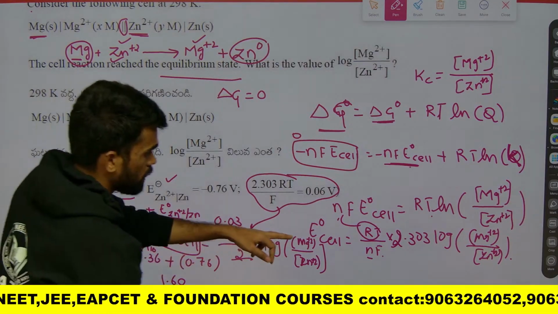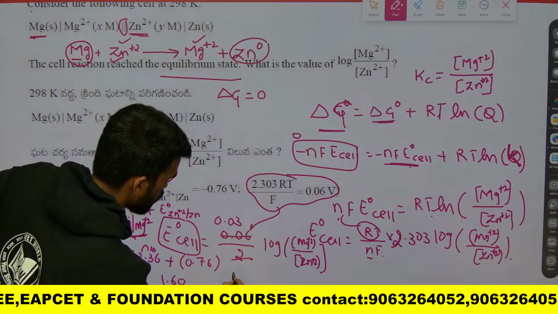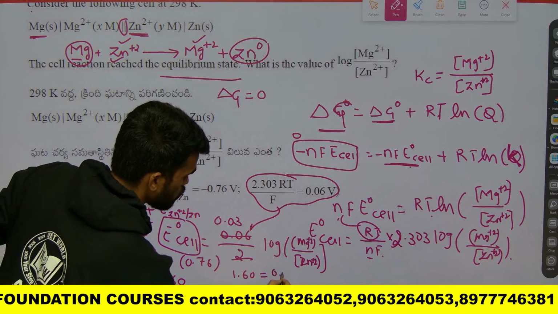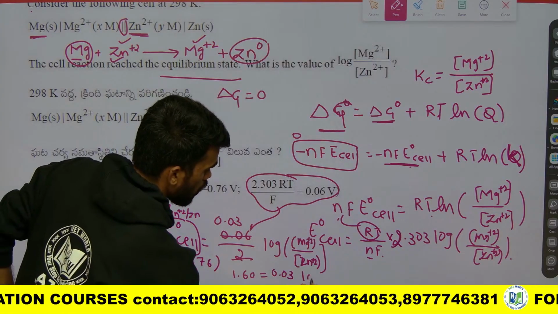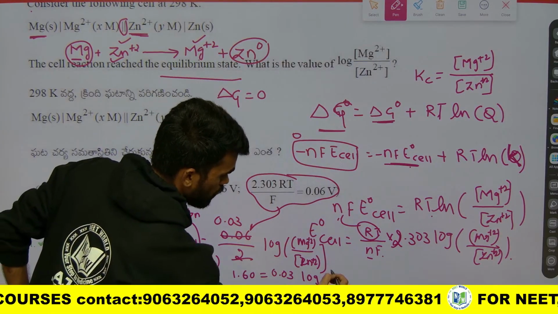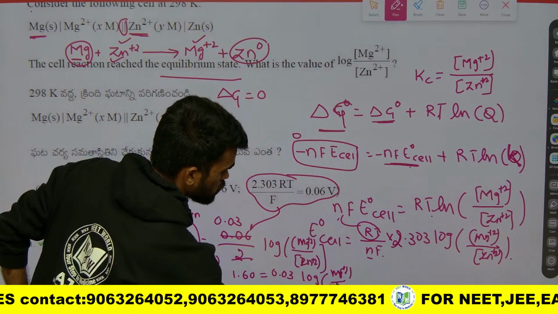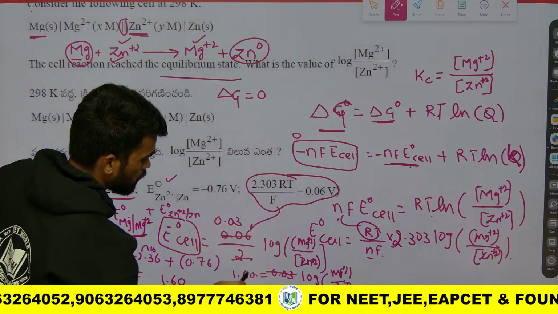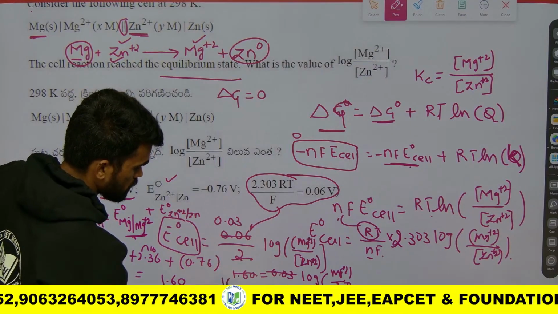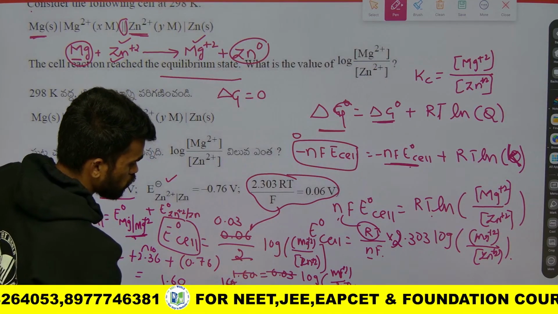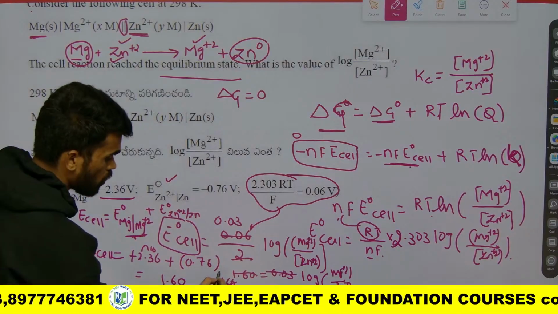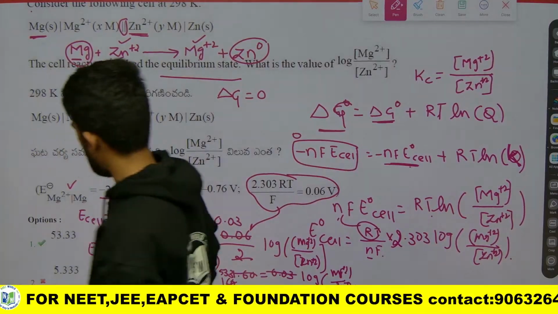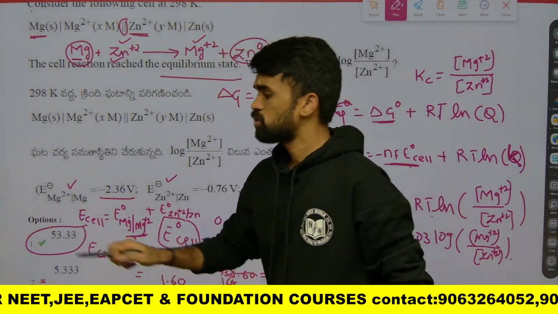So now take the E0 cell value as 1.6, and here we have 60 and here you have 0.03. Okay, so log of concentration of magnesium plus 2 by zinc plus 2, we write as it is. So this is how many times? I can write 160 by 3. 160 by 3 is around 53.3. So 53.3, in the first option we have 53.33. So that is our answer.